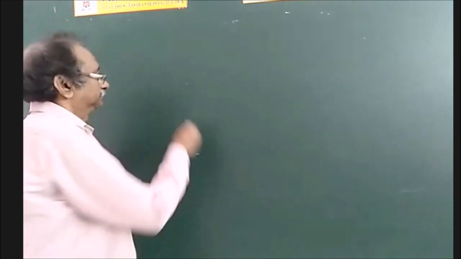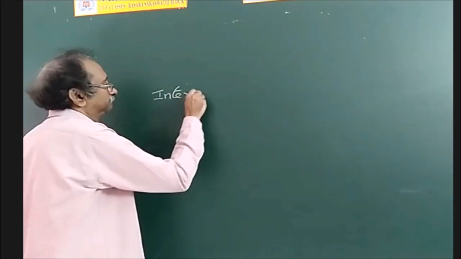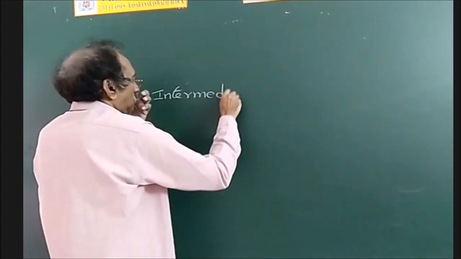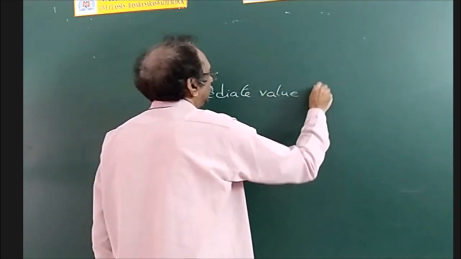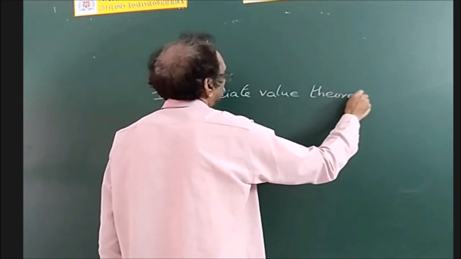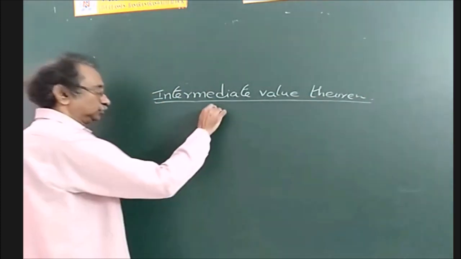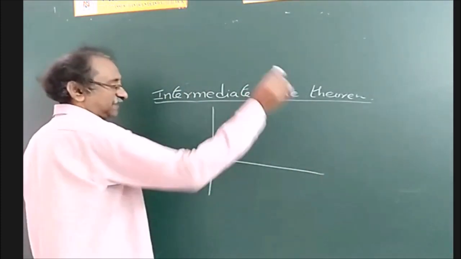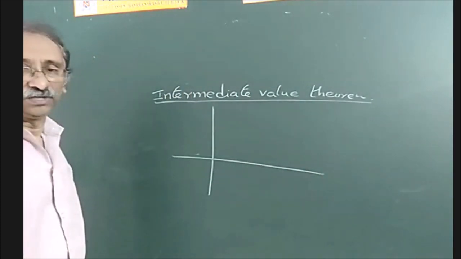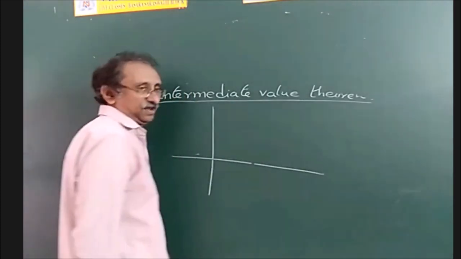And now today I will give you an interesting result. That is called the intermediate value theorem. So what is that intermediate value theorem? You observe, suppose the graph is there. The graph is a continuous graph. That means no break, so I have to draw the graph without lifting.